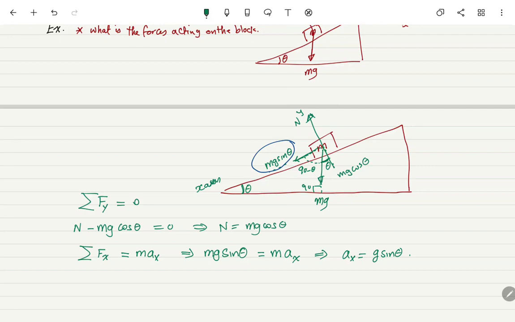Let's double check this. If theta equals 0, which means the object is on a flat surface, there is no acceleration on x, which makes sense. And if theta equals 90 degrees, in this case ax equals g, which means the object will fall freely.